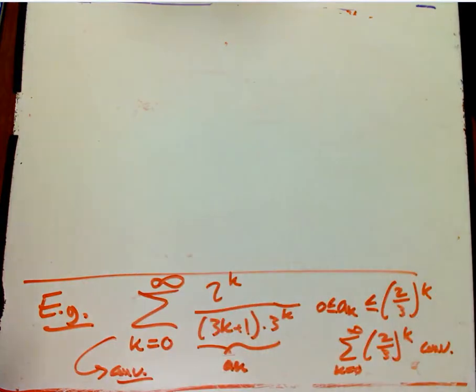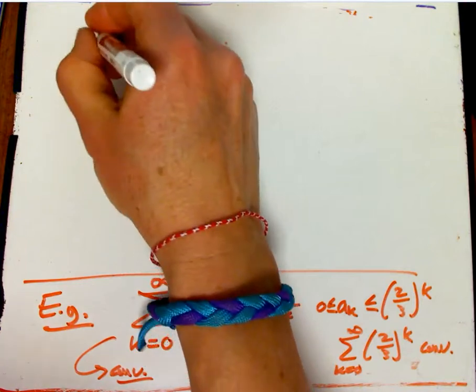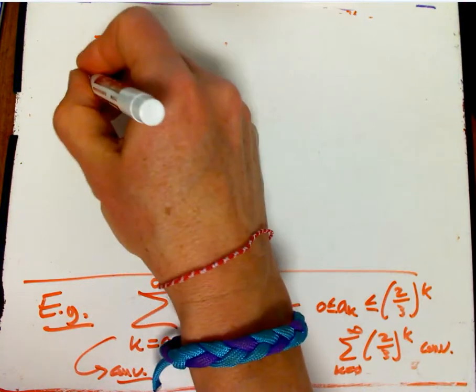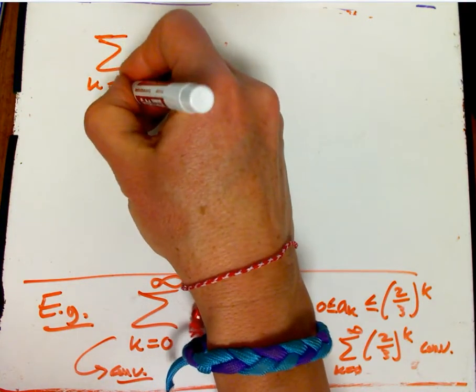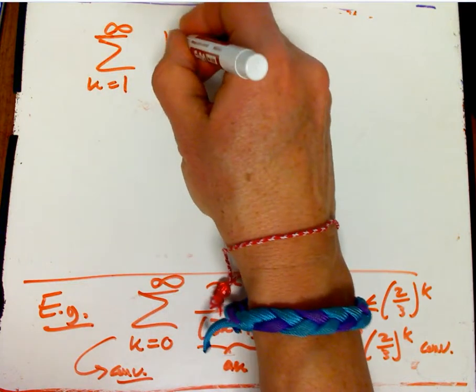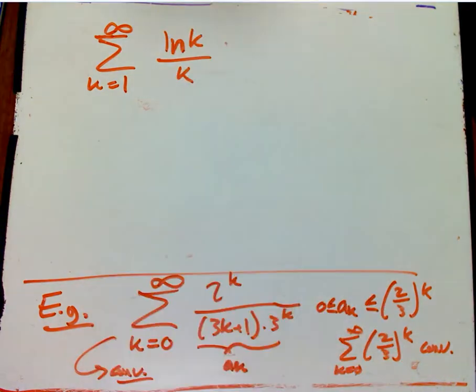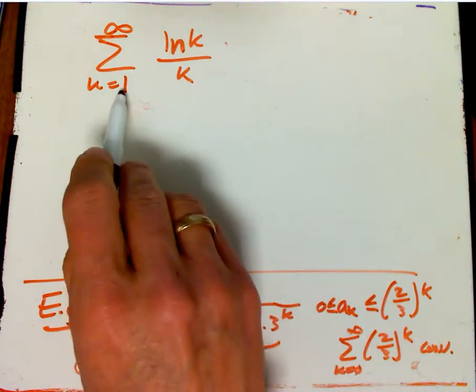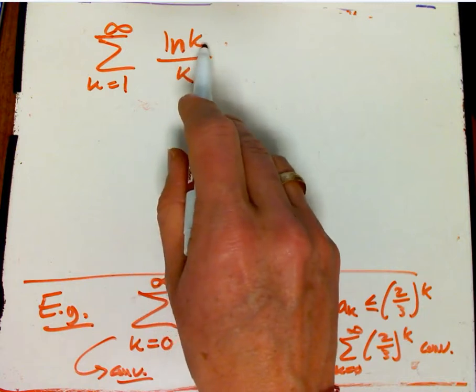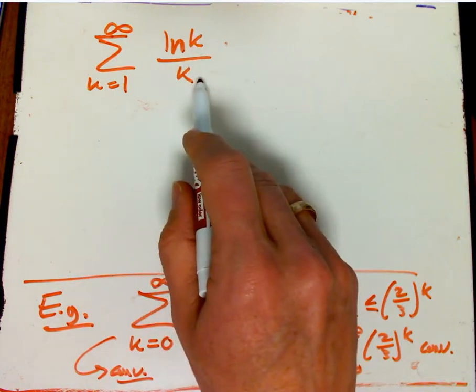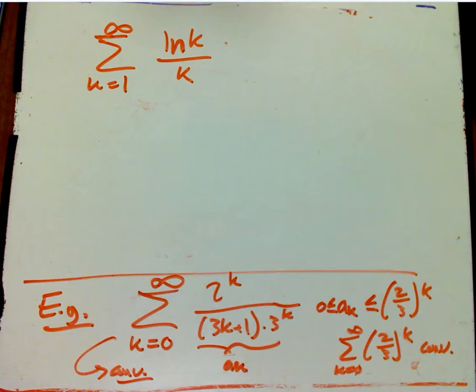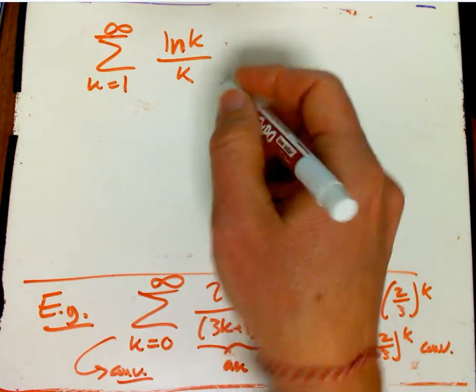Let me just show you 2 more examples real quick. How about the sum from k equals 1 to infinity, you'll see why in a second, of ln k over k, natural log, or sometimes just log. I couldn't go from 0 because log of 0 isn't defined. And 1 over 0 isn't defined. But, yeah, no, this works. Okay. So let's see, does this converge?